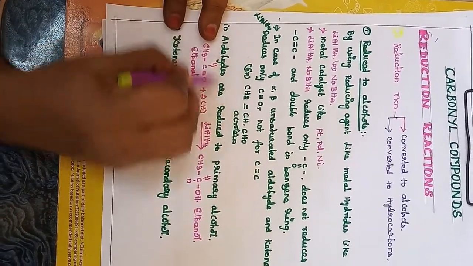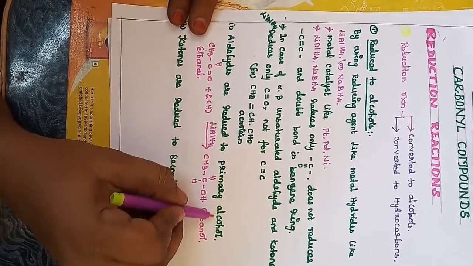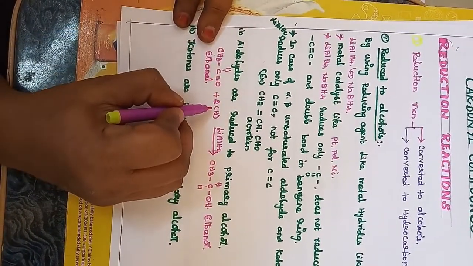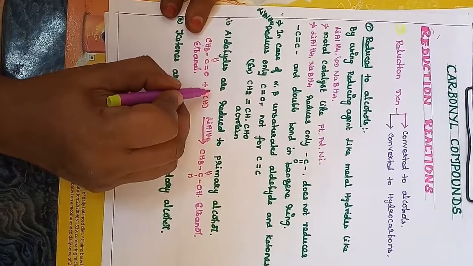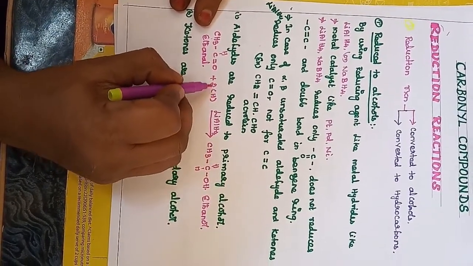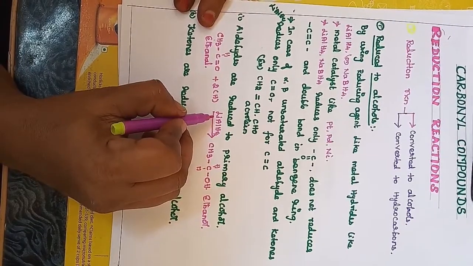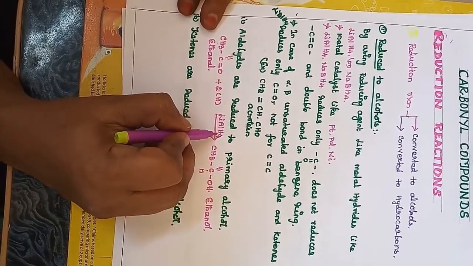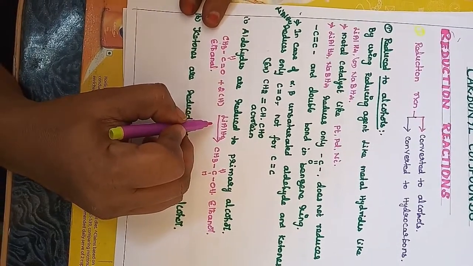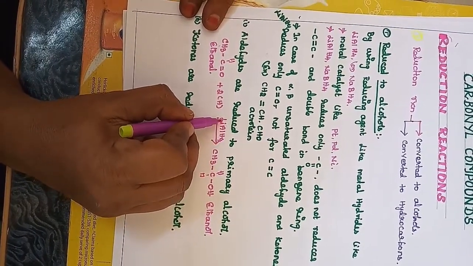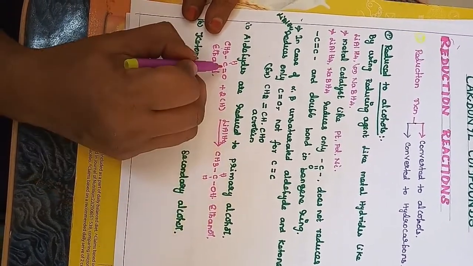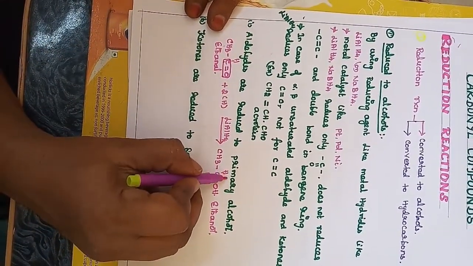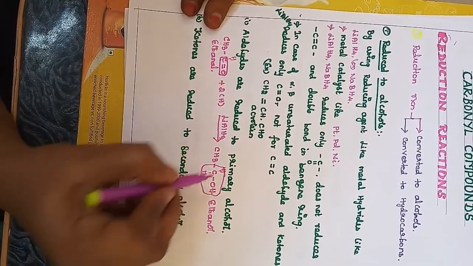First reaction, aldehydes are reduced to primary alcohols. Acetaldehyde is reduced, carried out with hydrogen in presence of common reducing agents such as lithium aluminum hydride or sodium borohydride. So lithium aluminum hydride reduces the C=O carbonyl group and it will be converted to primary alcoholic group.